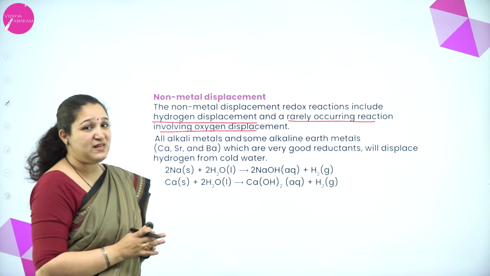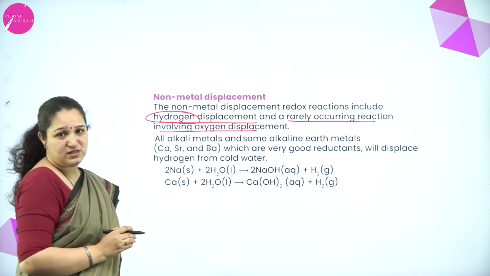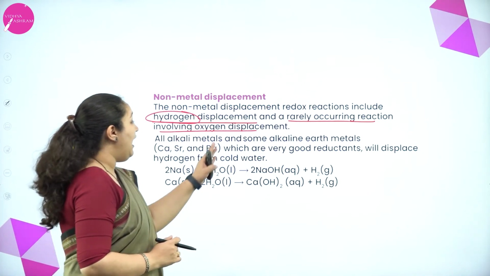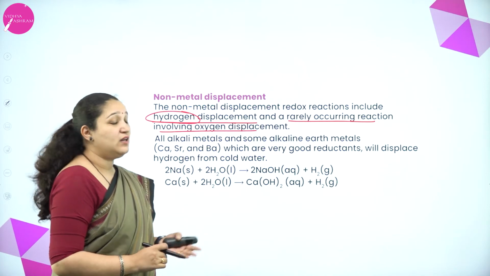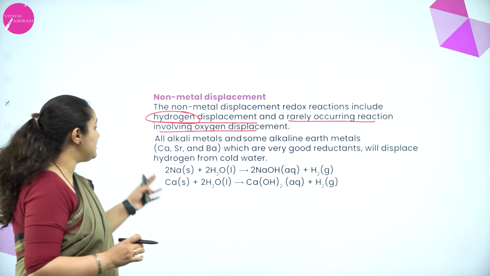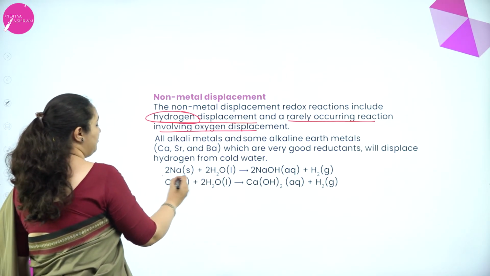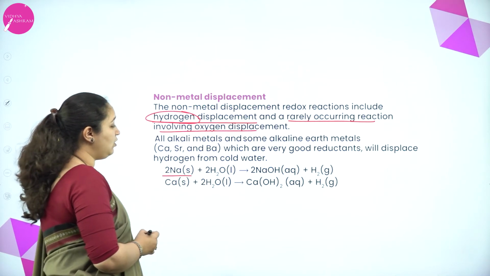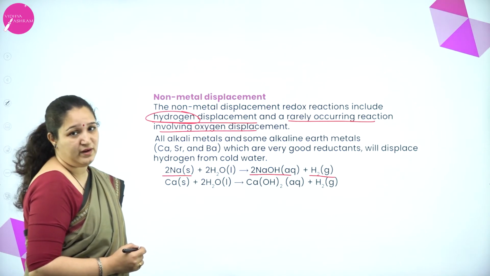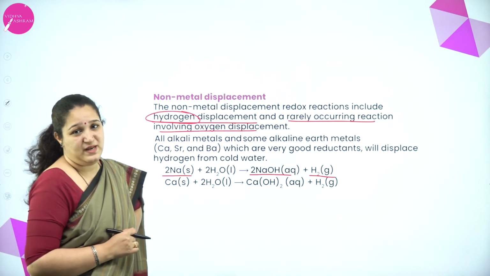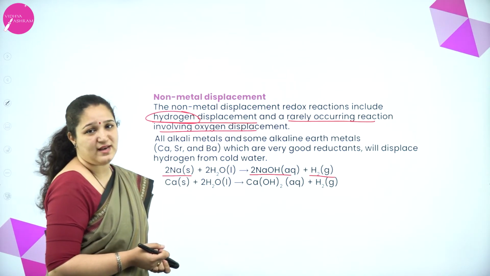So in non-metal displacement, what is getting displaced usually? It is hydrogen which is getting displaced. All alkali metals and some alkaline earth metals like calcium, strontium and barium, which are very good reductants, will displace hydrogen from cold water. You can see if I add sodium, it's an alkali metal. When it reacts with water, what it will form? Form sodium hydroxide and hydrogen gas will be liberated. Hydrogen is getting displaced. Okay. Same way, calcium if you add to water, it will form calcium hydroxide and hydrogen gas will be liberated.